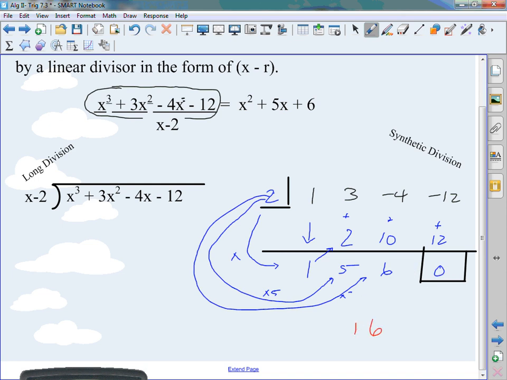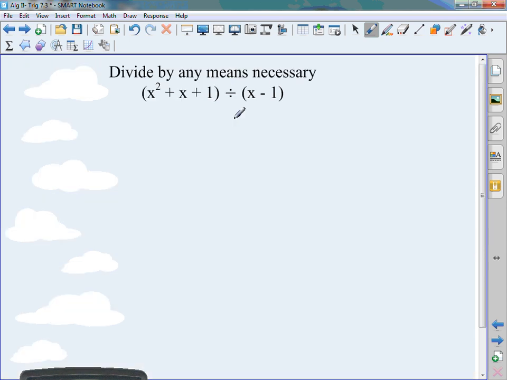6 plus 5x plus 1x squared. Oh, you don't need to, because we divided. Here, let's try another one.